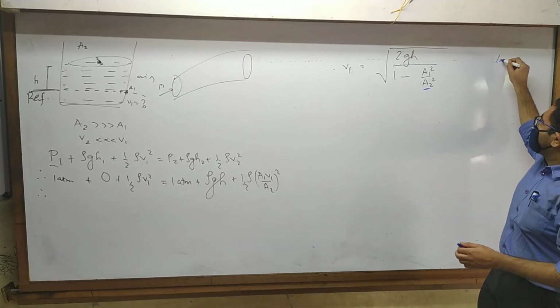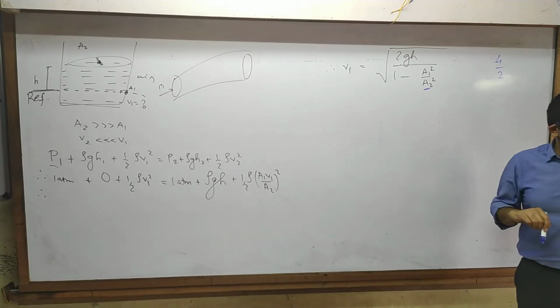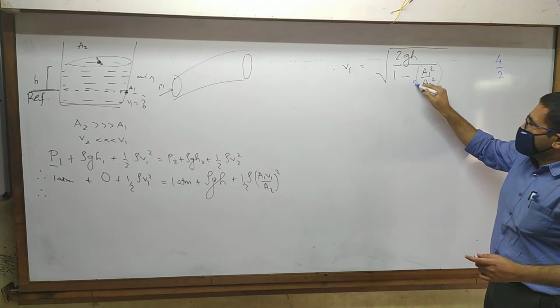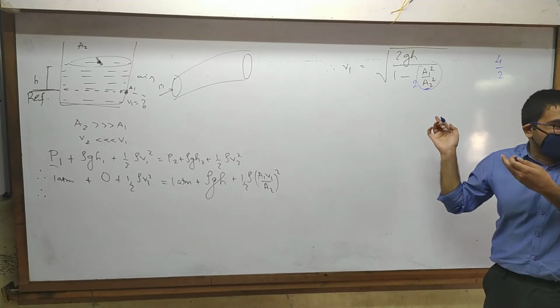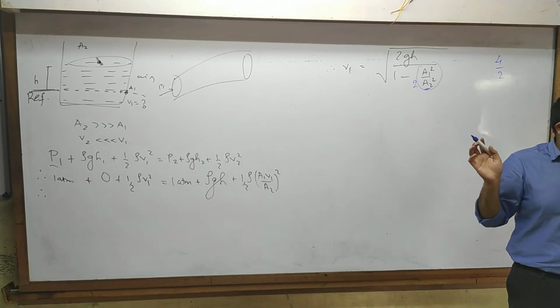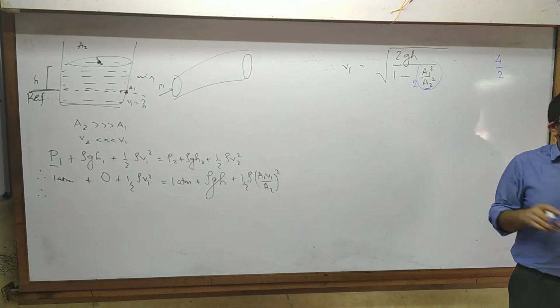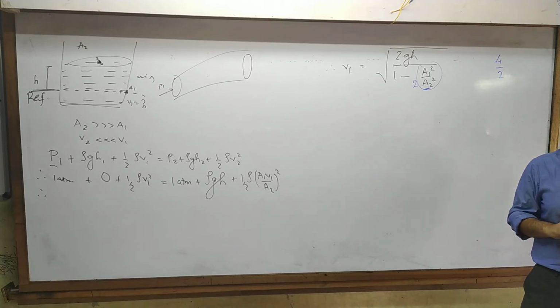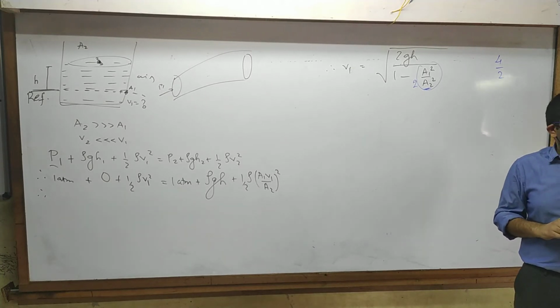For example, what is 4 upon 2? It's 2, it's more than 1. Then this will become more than 1, so suppose something like 2, then this will become a complex number. Do you see that? And you know speeds, at least for you so far, cannot be complex.